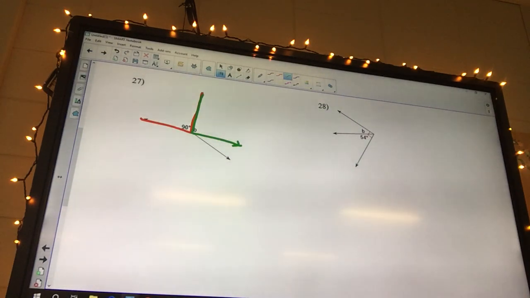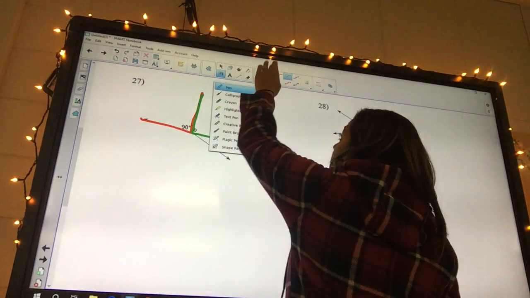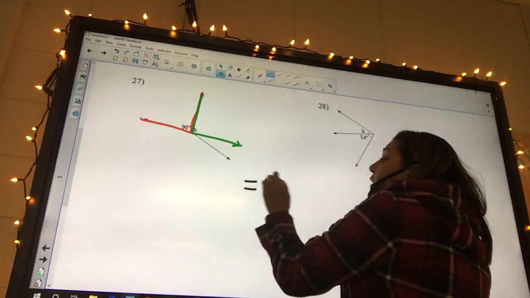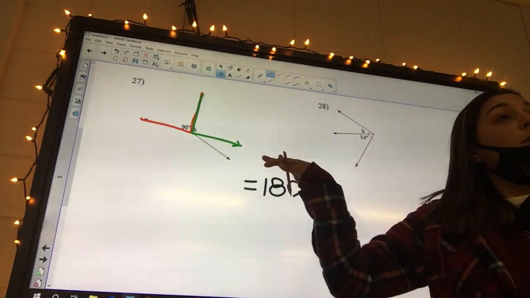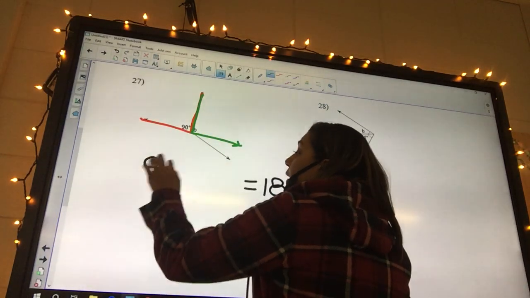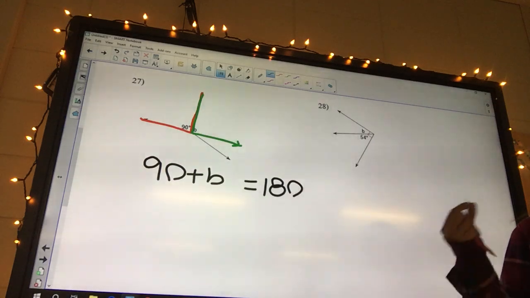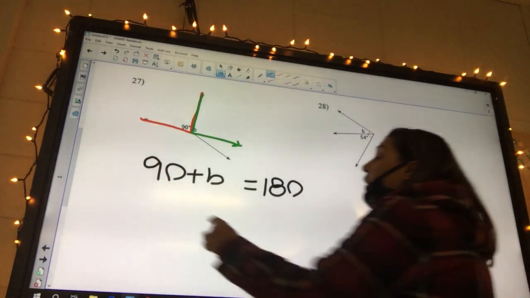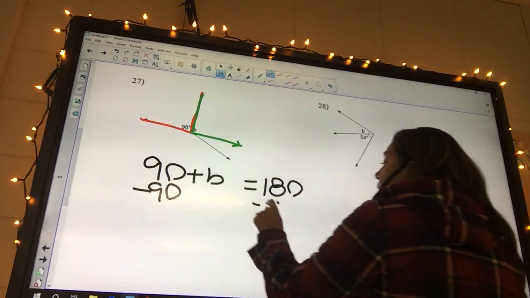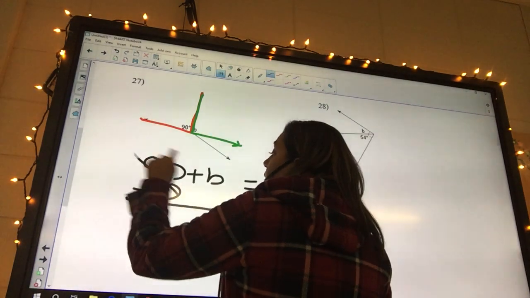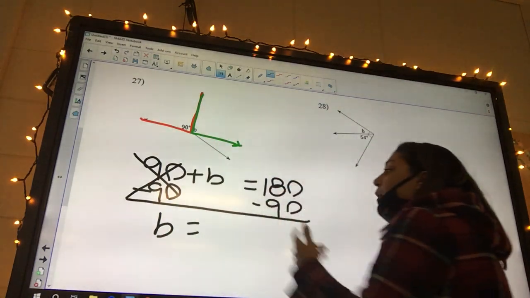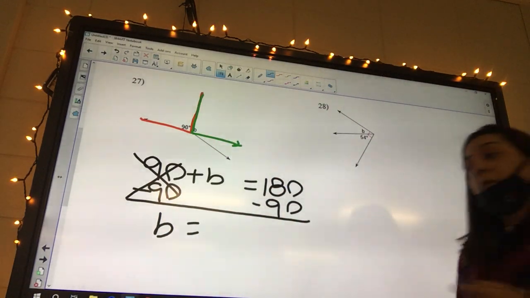You're onto something, but wouldn't the other side have to equal 90? Perfect. So if one side equals 90, the other side has to equal 90. But you totally can do it that way, Trevor. Some of you are more comfortable because most of you can see that's going to equal 180. So you could say 90 plus B equals 180. Then we would have to subtract 90 from both sides. So I have B equals 180 minus 90. Wouldn't it just be 90?